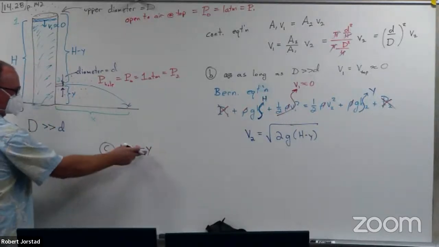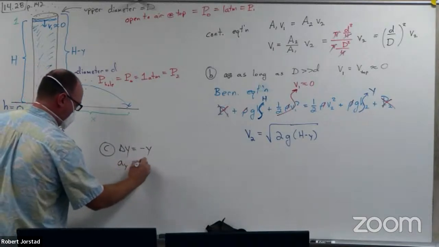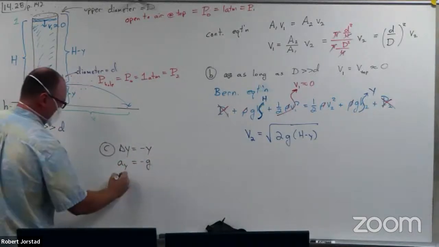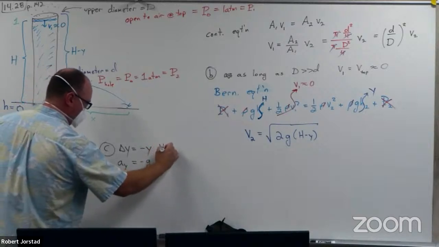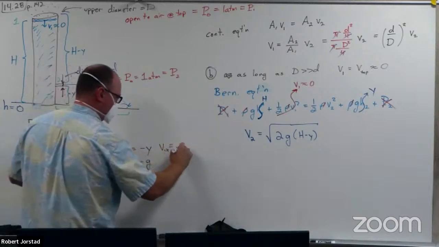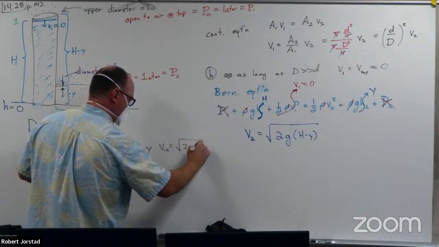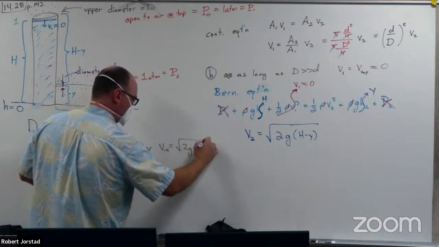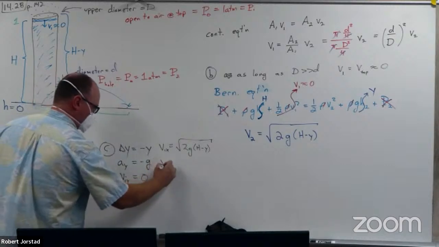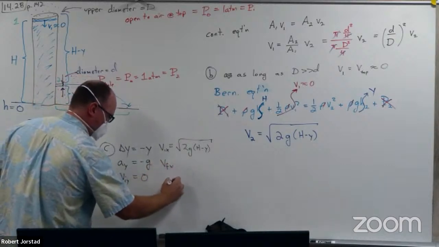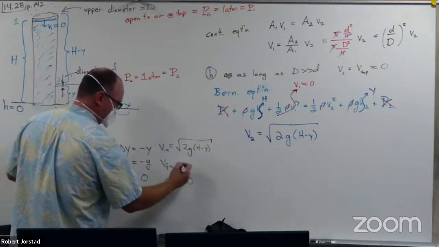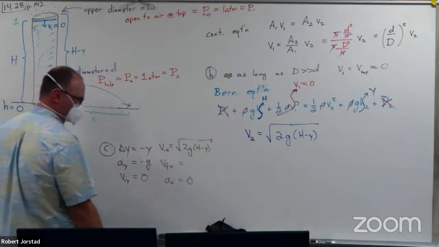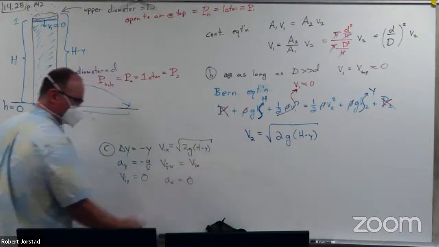Notice delta y is negative y. A sub y equals negative g. V initial y equals 0. V initial x equals that garbage. V final x and a sub x. What's a sub x for kinematics? 0 for projectile. So what does that make V final x? The initial x. Do you remember all this?